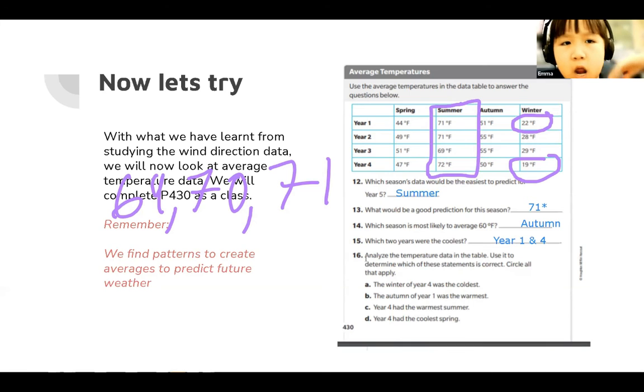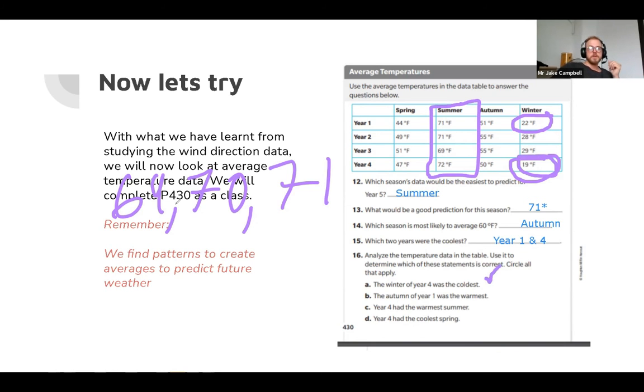All right, and the last one, number 16, analyze the temperature data in the table. Use it to determine which of these statements is correct. Okay, class, we are looking for true statements. So, Hannah, can you read 16A? The winter of year 4 was the coldest. Nice. Now, Hannah, do you think that is true or false? True. I think you're exactly right. Yeah, it is. We see it here, 19 degrees Fahrenheit.